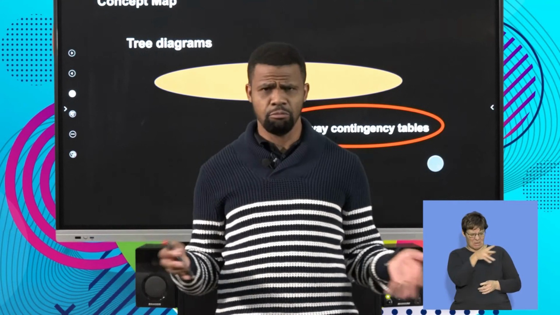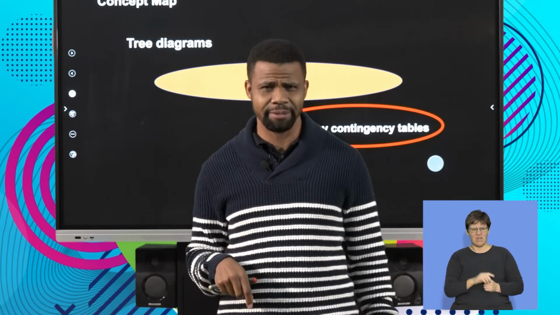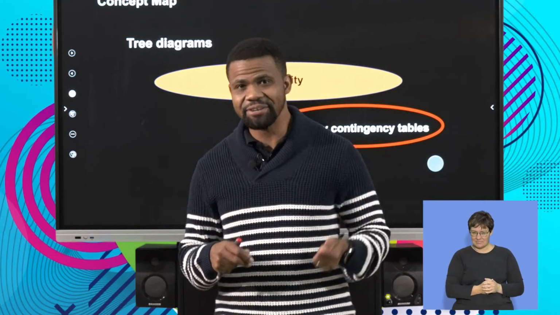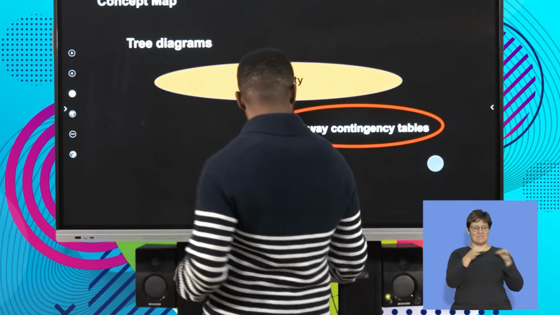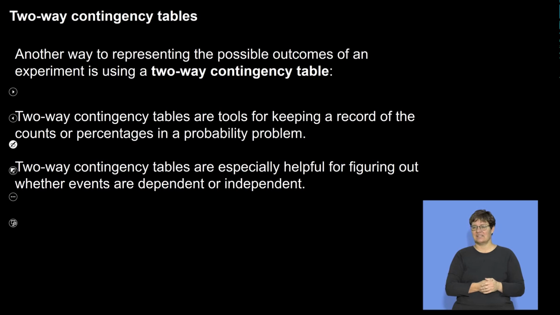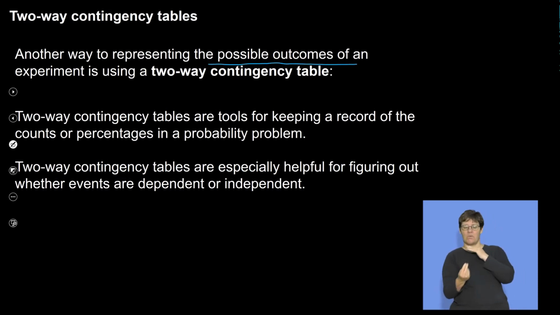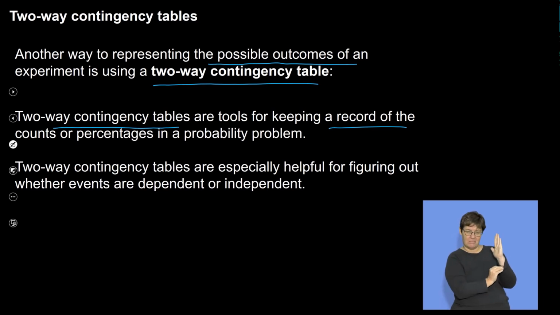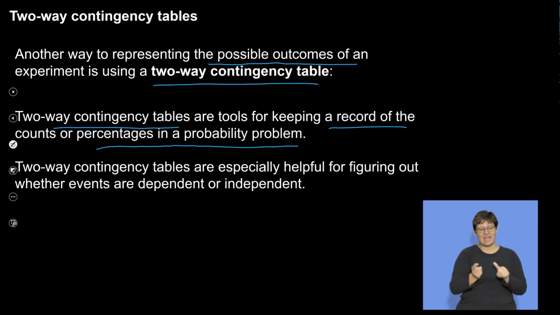But ask yourself, why not just say table? Why do you say contingency table? We call them contingency tables in statistics. Let's see what it looks like and let's define it. Another way of representing possible outcomes of an experiment is using a two-way contingency table. Two-way contingency tables are tools for keeping records of counts or percentages in probability problems.